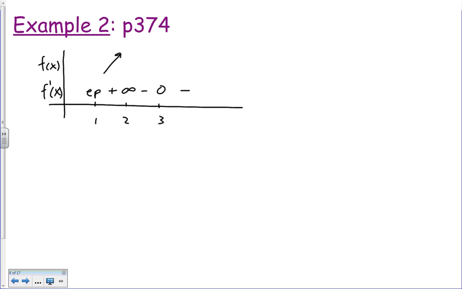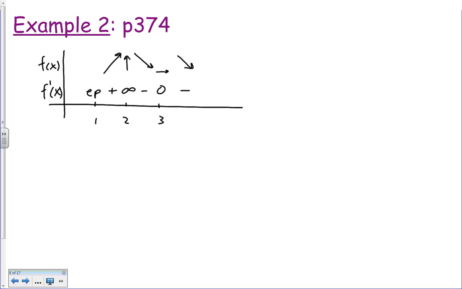From 2 to 3, I can see that my function is decreasing, but at 2 I see I have an infinite slope. So we draw a little vertical line there to indicate an infinite slope. From 2 to 3, I have a derivative that's negative, so that means my function is decreasing. At 3, the function levels off. We draw a little horizontal line to indicate that. And then after 3, it continues decreasing, so we draw, again, an arrow indicating that it's decreasing.